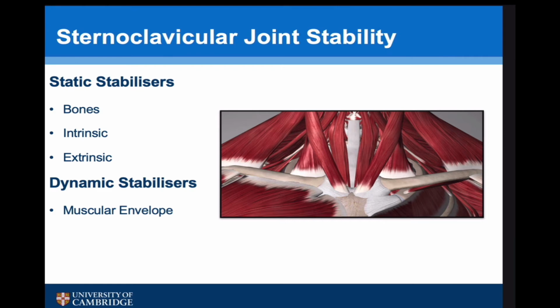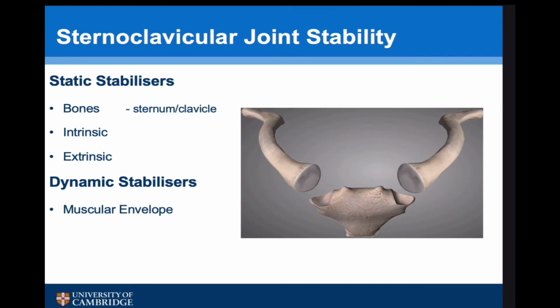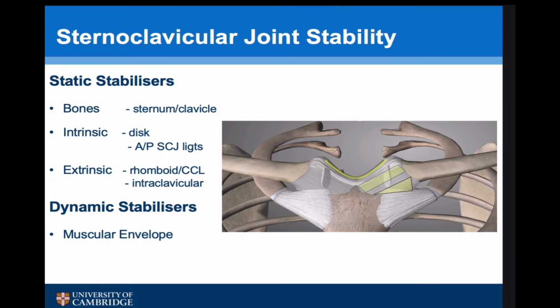Sternoclavicular joint instability seems to cast an equal amount of confusion and concern with many physicians. The sternoclavicular joint is stabilised by static stabilisers and dynamic stabilisers. The static stabilisers are initially the bones, so the medial end of the clavicle and the clavicular notch on the sternum. The intrinsic stabilisers are the disc and the anterior and posterior sternoclavicular joint ligaments, and the extrinsic stabilisers are the rhomboid and coracoclavicular ligaments and the intraclavicular ligaments.